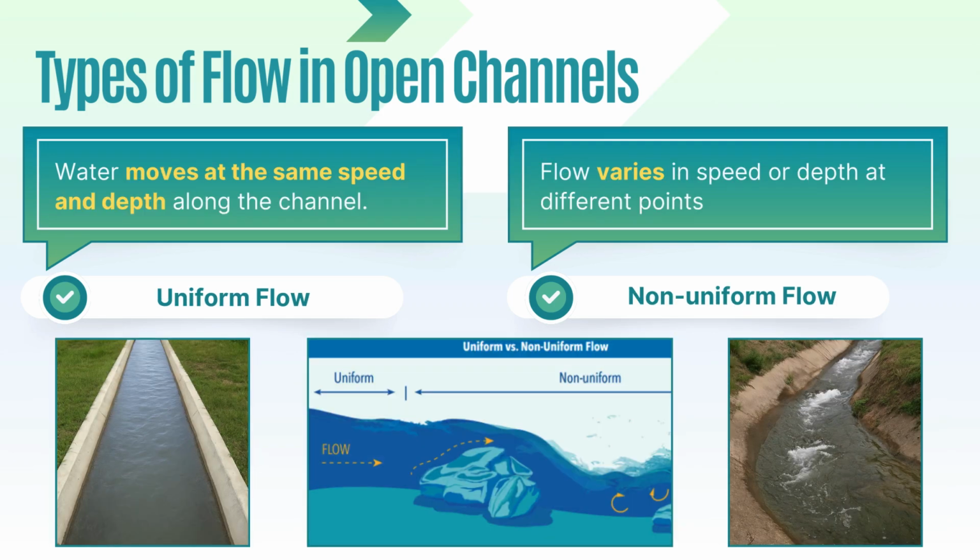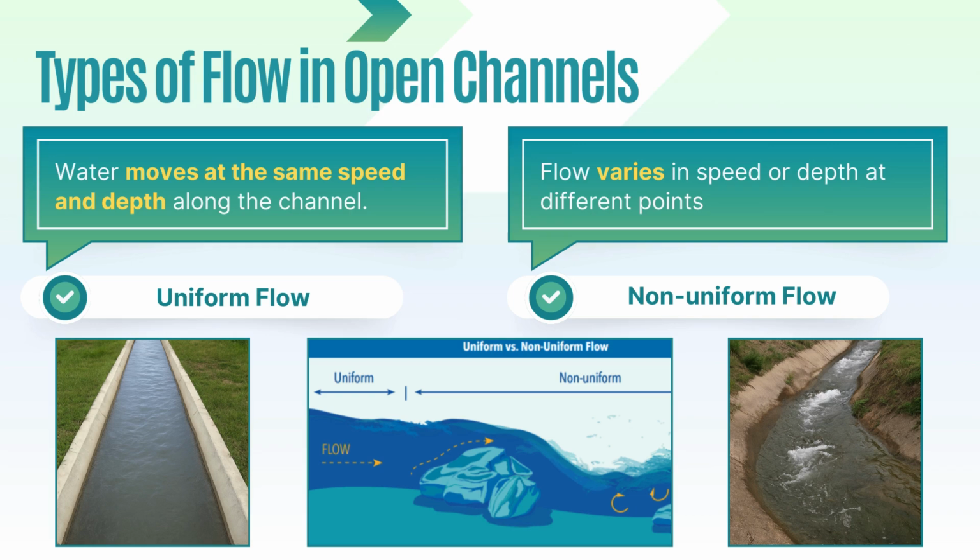Now, let's talk about uniform and non-uniform flow. Uniform flow means that water moves with the same depth and velocity along the entire length of the channel. This typically occurs in man-made channels like concrete-lined canals where the slope and shape are consistent. It allows engineers to design predictable systems for irrigation or wastewater transport.